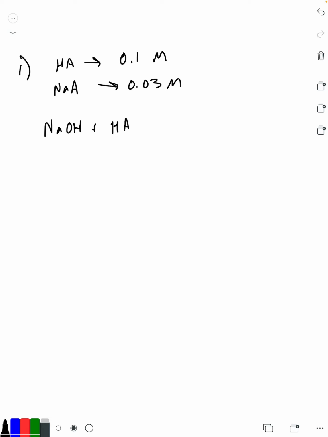NaOH plus HA is NaA and H2O. I think that's the only one that we could really write. The neutralization. Okay. Question number 2, experiment 7. State and explain Le Chatelier's principle.